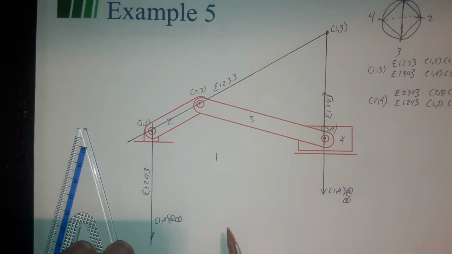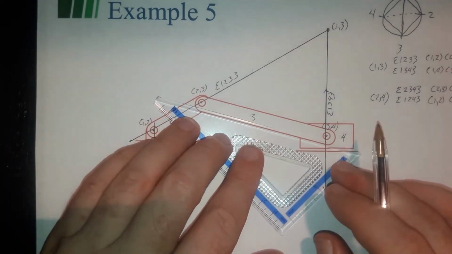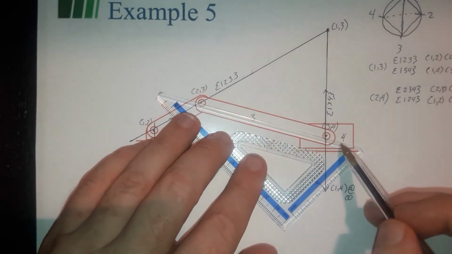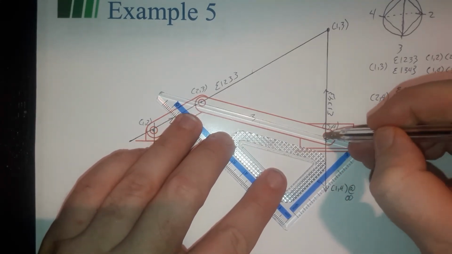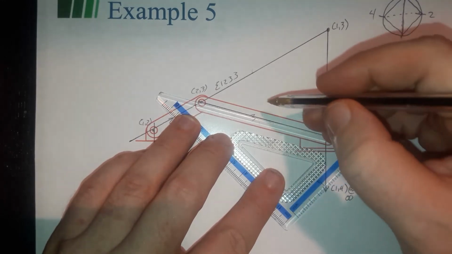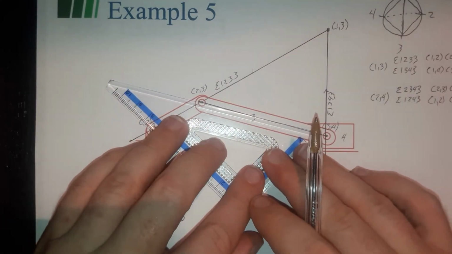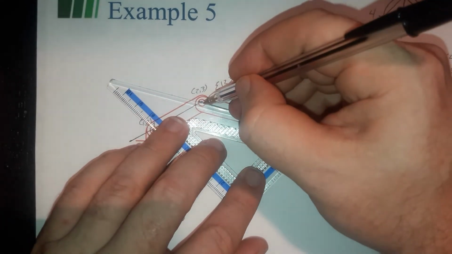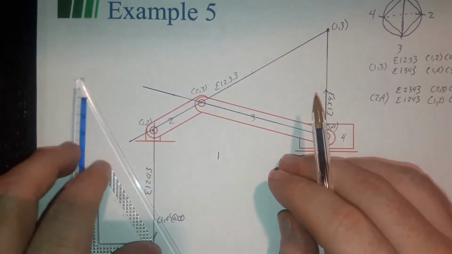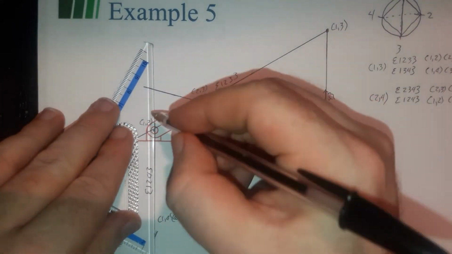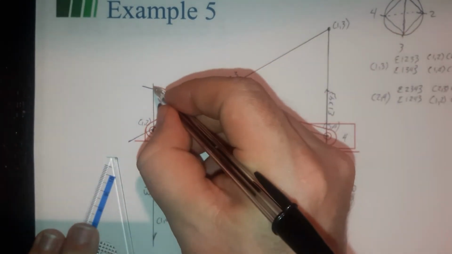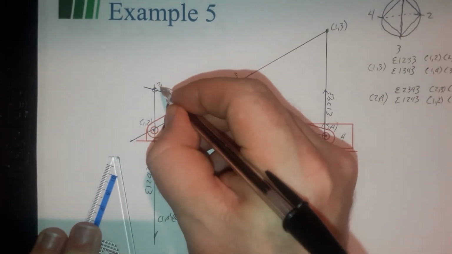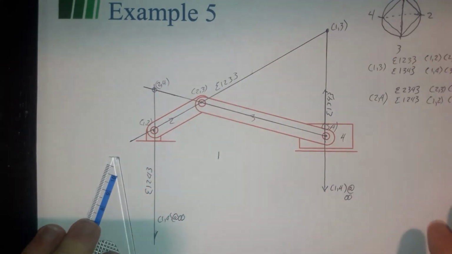I also need to use 2, 3 and 3, 4. So 2, 3 and 3, 4 are fairly ordinary points, and so I can just connect the dots, and I can extend those two lines until they intersect. And that'll give me instant center 2, 4.